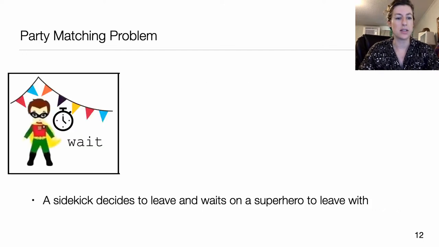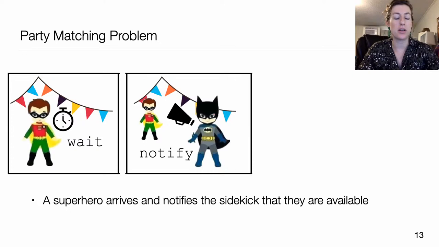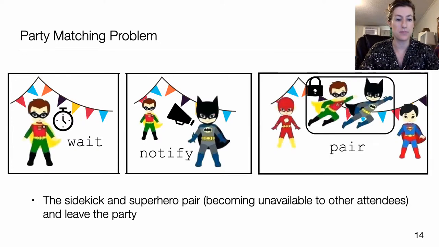So let's take a look at this party matching problem. It involves attendees arriving to a party and attempting to pair with someone and leave with them. Our version has a superhero spin. For example, let's say a sidekick is at a party and decides they want to find a partner and leave. They must wait for an appropriate partner, a superhero, to arrive. An arriving superhero can notify everyone of their attendance, and available partners may immediately pair and go fight crime.